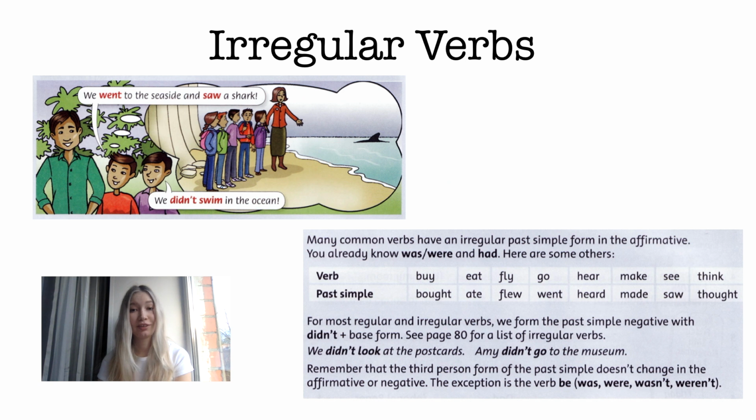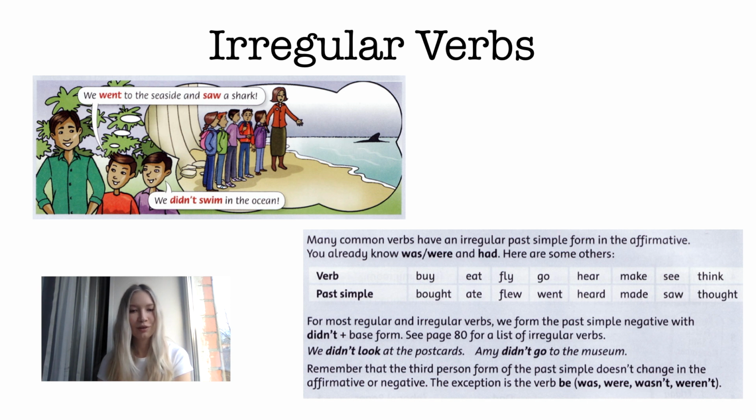Okay, so finally, irregular verbs. Наконец-таки мы с вами дошли до неправильных глаголов. Let's have a look at the example. We went to the seaside and saw a shark. Мы сходили на побережье и увидели акулу. We didn't swim in the ocean. Мы не плавали в океане.